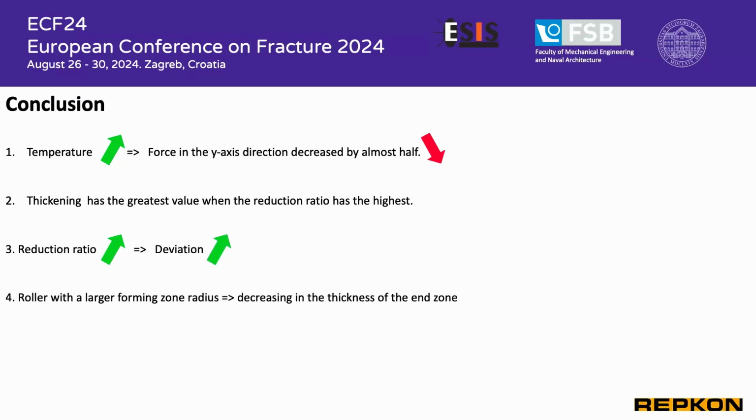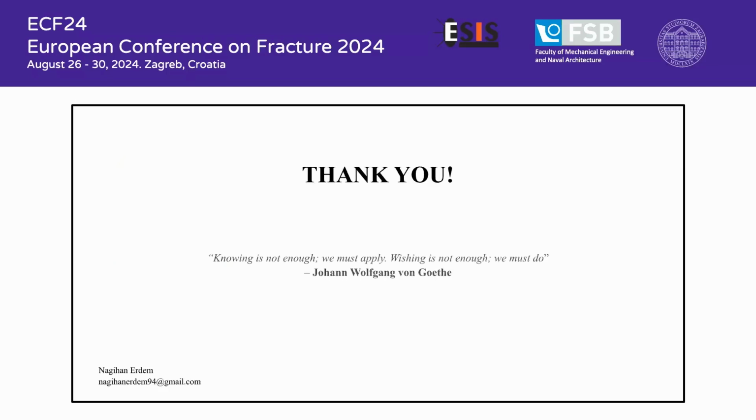So maybe use a larger forming zone radius. Maybe we can reduce the thickening at the end of the tube. This is the conclusion, and that's it.